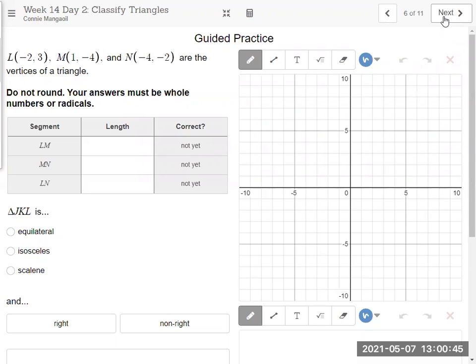Now, class, the difference between this problem and the previous ones, in problems 4 and 5, the triangle is already on the coordinate plane, right? It's already drawn for you. The points are plotted. Here, you're just given the coordinates of the points, and it's up to you to plot the points. If you want to use the Pythagorean theorem, you need to plot the points.